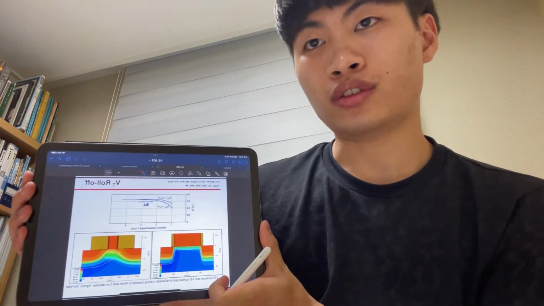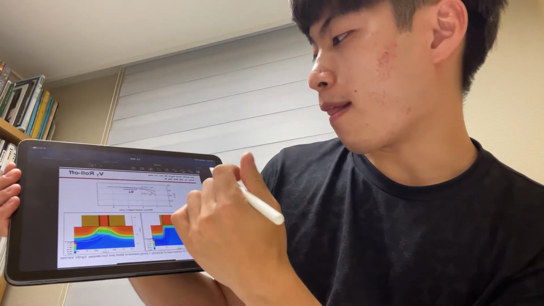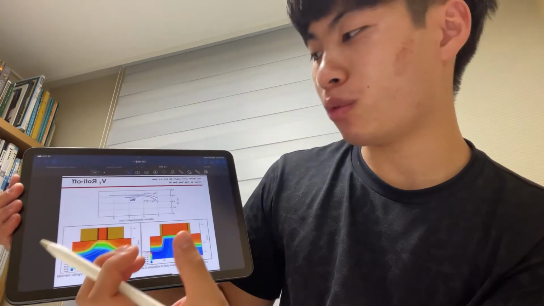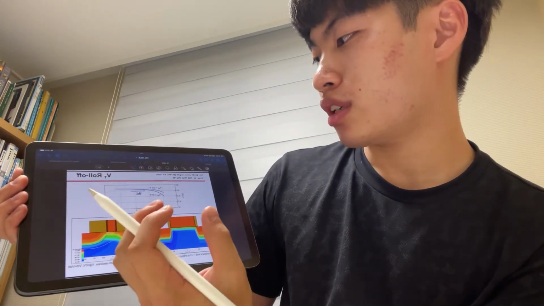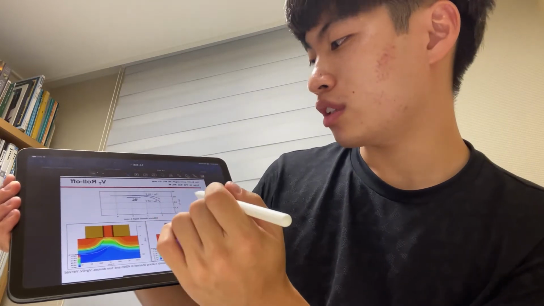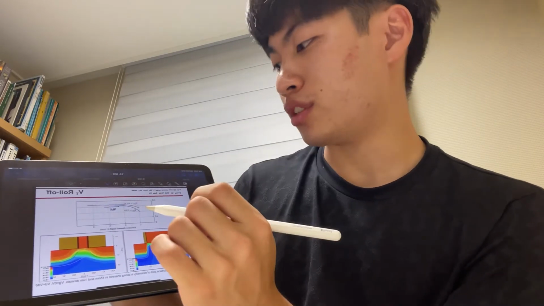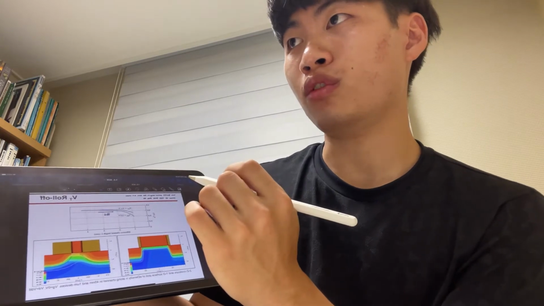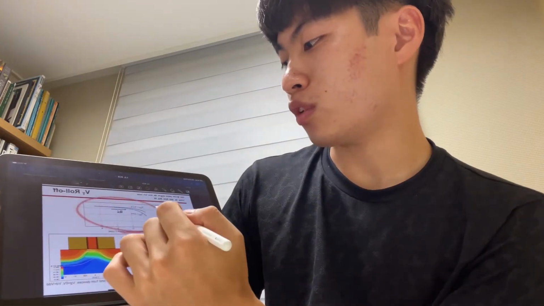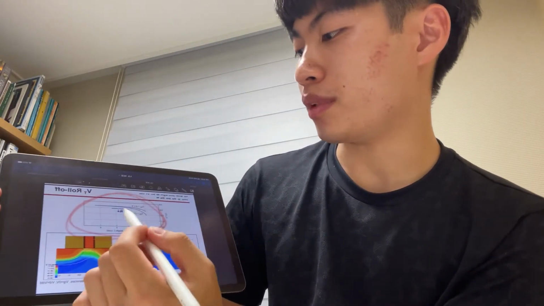The next phenomenon is called VT roll-off. When the channel length is getting shorter, there will be an overlap between the potential energies, and it causes the threshold voltage to get low. So when we apply a lower voltage than in the normal situation, the MOSFET will operate. It is called VT roll-off, and this graph shows that phenomenon.